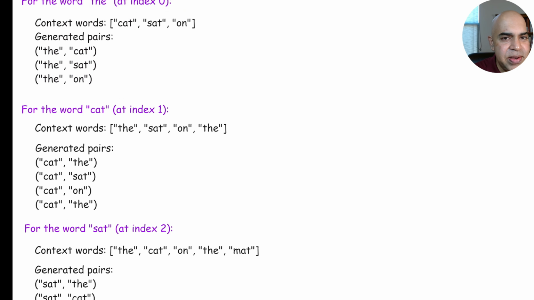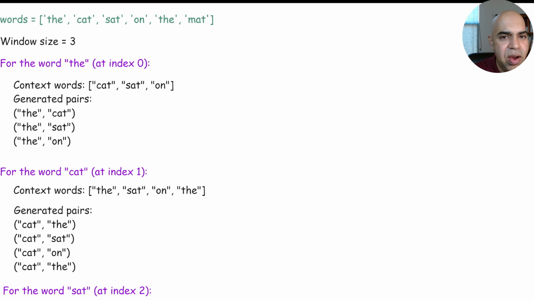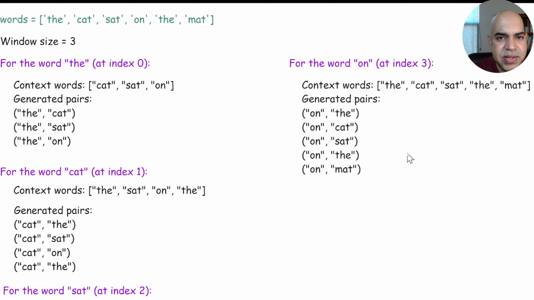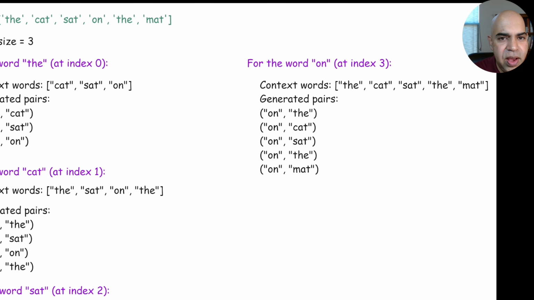After the word "sat," we have the word "on," and for "on," we have 3 words before and 2 words after. For the word "on," which is at index 3, the context words are the, cat, sat, the, mat. And these are the pairs: (on, the), (on, cat), (on, sat), (on, the), and (on, mat). Note here that this (on, the) and this (on, the) are the same, which is fine. The neural network gets more trained when we have repeated pairs.